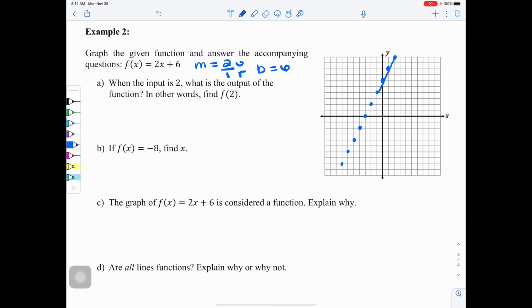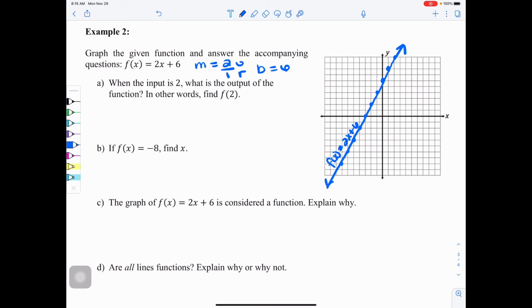I'm going to connect those. Make sure you use a ruler or straight edge, arrows on both ends, and I'm going to label it with f of x, its equation, equals 2x plus 6.